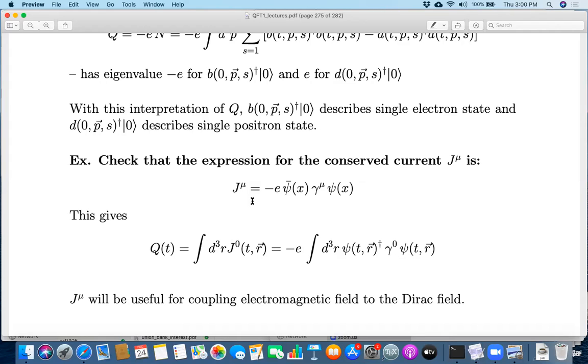But if you had done a similar thing, for example, for a charged scalar field, for a charged scalar field also you can construct j^mu, right? Because if you have a phi and phi star, then there is a similar phase symmetry there.